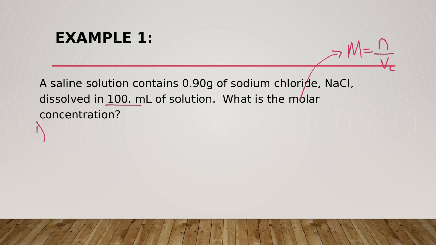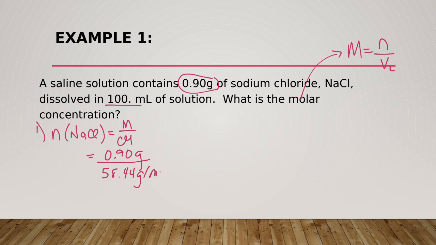Well, I have my volume. It's not in liters, but we can convert it. And I need a mole value and I don't have it, but I have mass and we can easily calculate the number of moles. So let's start there and calculate the moles of sodium chloride. We're going to take our good old mass over molar mass formula. We have 0.90 grams, and the molar mass of sodium chloride can be calculated to 58.44 grams per mole. We get a mole value of 0.01540 moles. And we won't round yet because this is not the final answer.